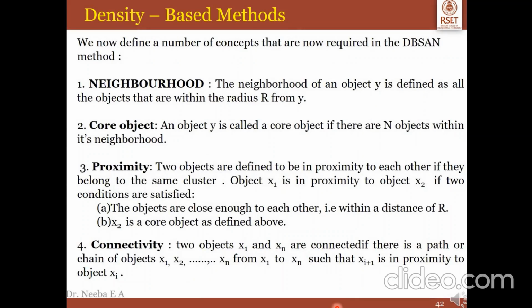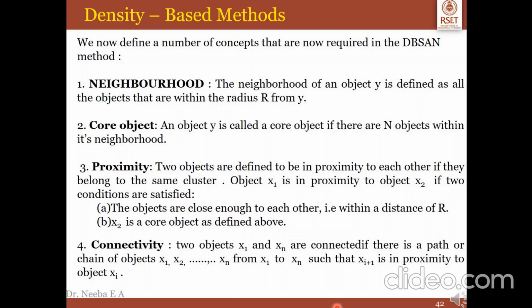To define the algorithm, we have to explain 4 more concepts. Neighborhood we have already defined, but for describing the algorithm, we have to define what it is. So the neighborhood of an object y is defined as all the objects that are within the radius r. So here the important part is radius r from y. The core object: an object y is called a core object if there are n objects within its neighborhood. The n is the neighborhood value or min points.